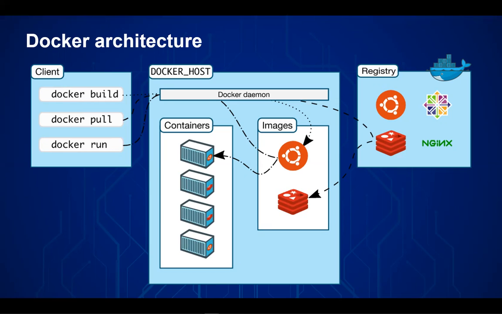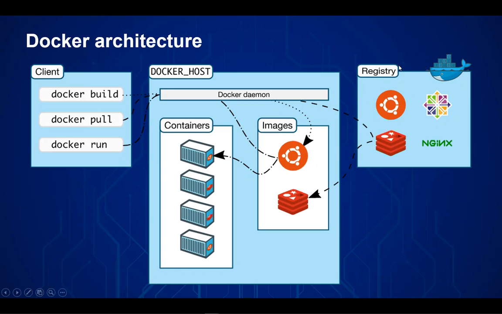Basically, Docker uses a client-server architecture. The Docker client talks to the Docker daemon, which does all the work of building, running, and distributing your containers. The Docker client and the daemon can run on the same system, or you can connect the Docker client to a remote Docker daemon. The Docker client and the daemon communicate using a REST API, over Unix sockets or a network interface. I'm going to do a demo of that, so don't worry about the terminologies I'm using.